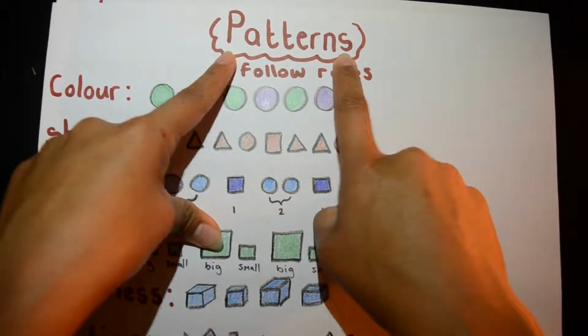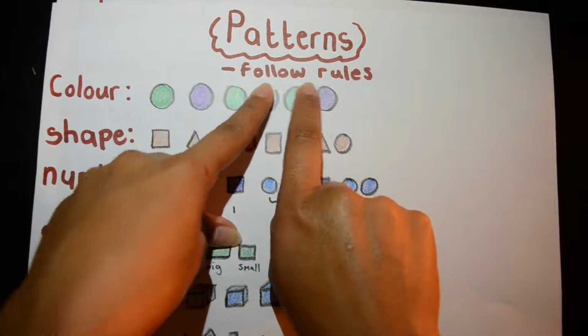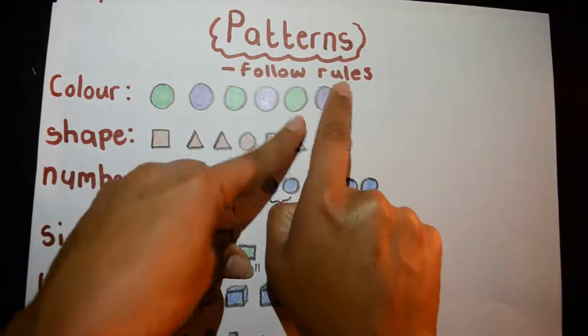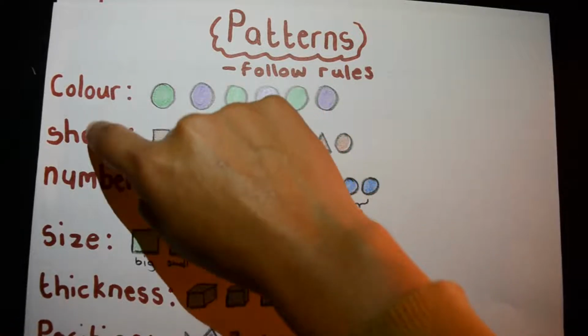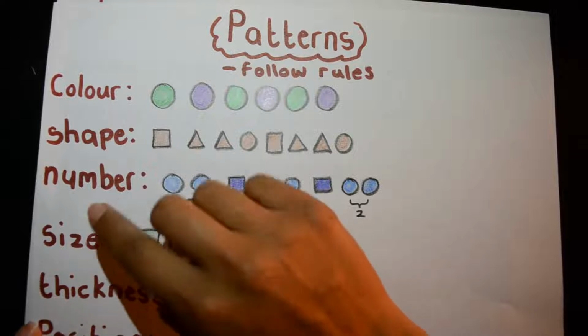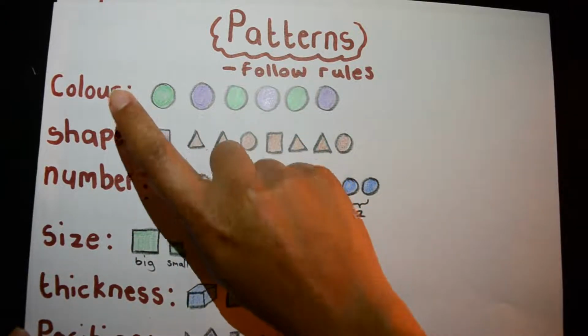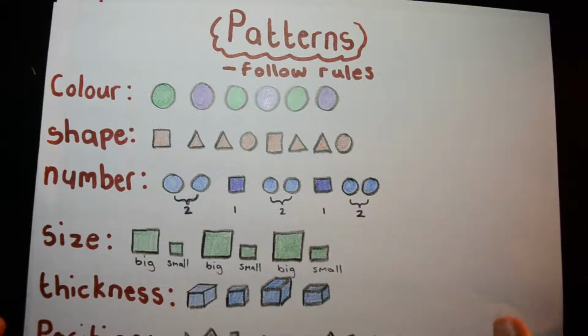So patterns basically is just something that follows rules, okay? Follows rules. So we're going to look at all of these ones and see what rules they are here. Okay, so patterns can go by color, shape, number, size, thickness, position, and anything else really.